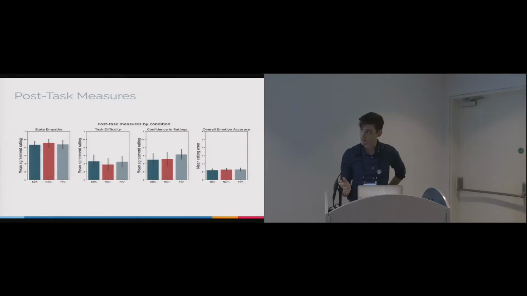And then we also had these post-task measures, so things like state empathy and general empathy questions were all really high, so we didn't see significant differences there. There weren't differences among difficulty or confidence or the overall labeling of the emotions. Interestingly, it wasn't a significant difference, but the confidence in the field of view condition was a little bit higher than the other two, perhaps because there was no other information to check their assumptions of how the person was feeling.